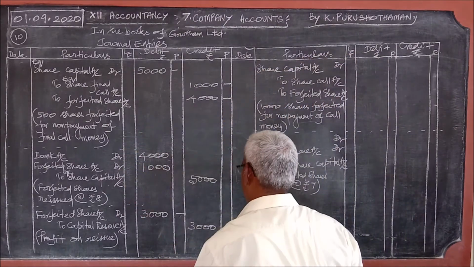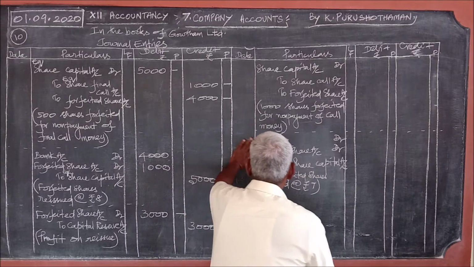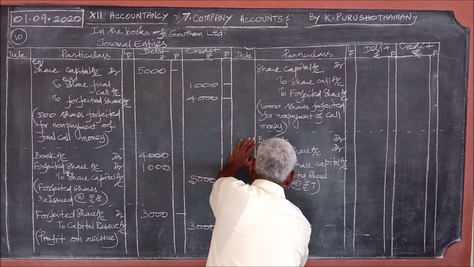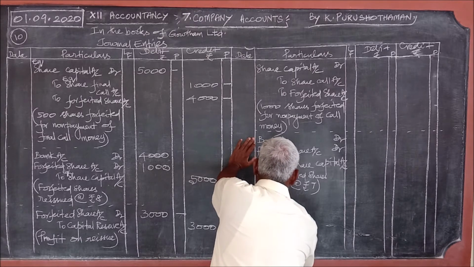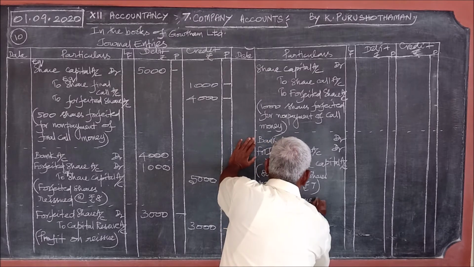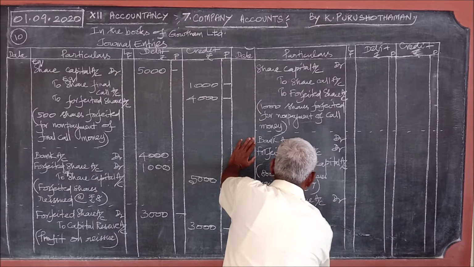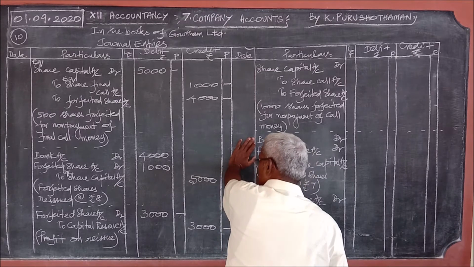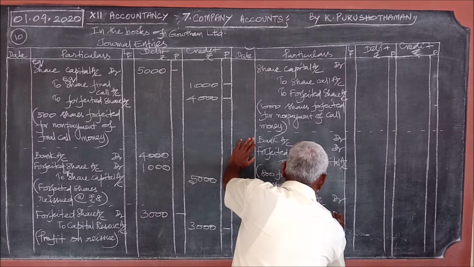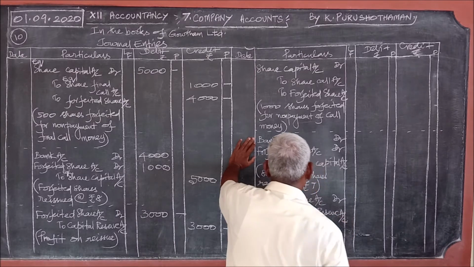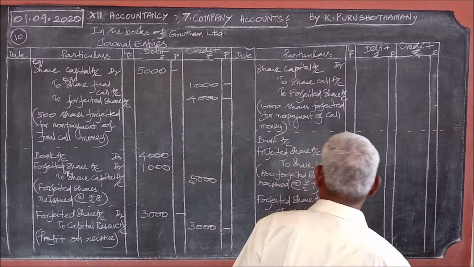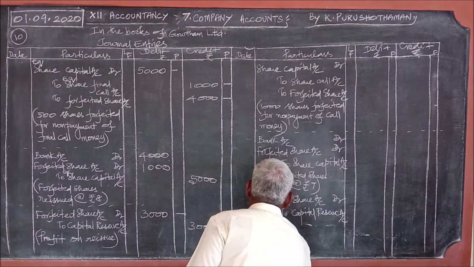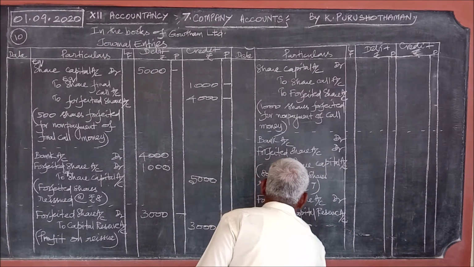Then the last journal entry is on the profit on reissue. Forfeited share account debit to capital reserve account, being profit or gain on reissue.